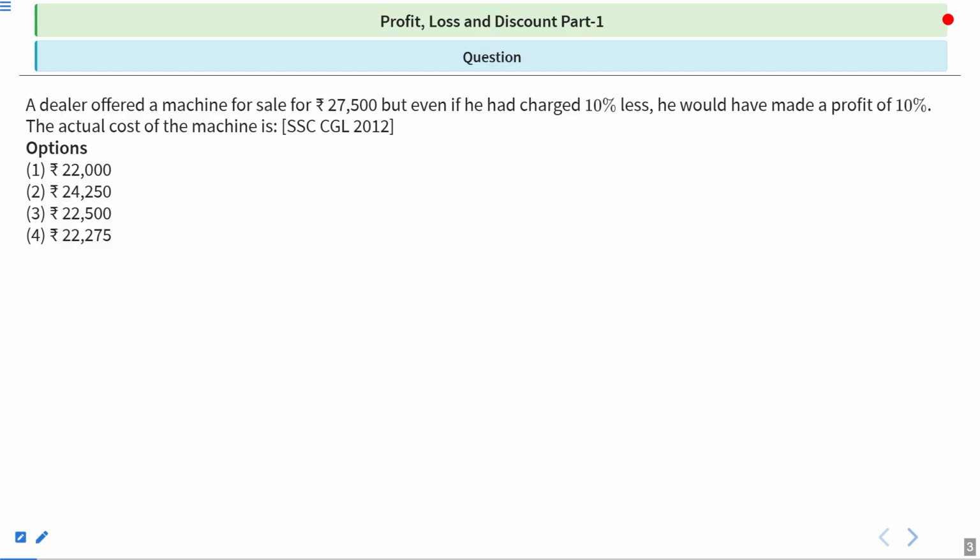Now there are 4 options. First one is 22,000 rupees. Second is 24,250 rupees. Third one is 22,500 rupees. And fourth one is 22,275. Now you have 10 seconds to solve this question. Your time starts now. Now time's up. Let's see the solution of this question.